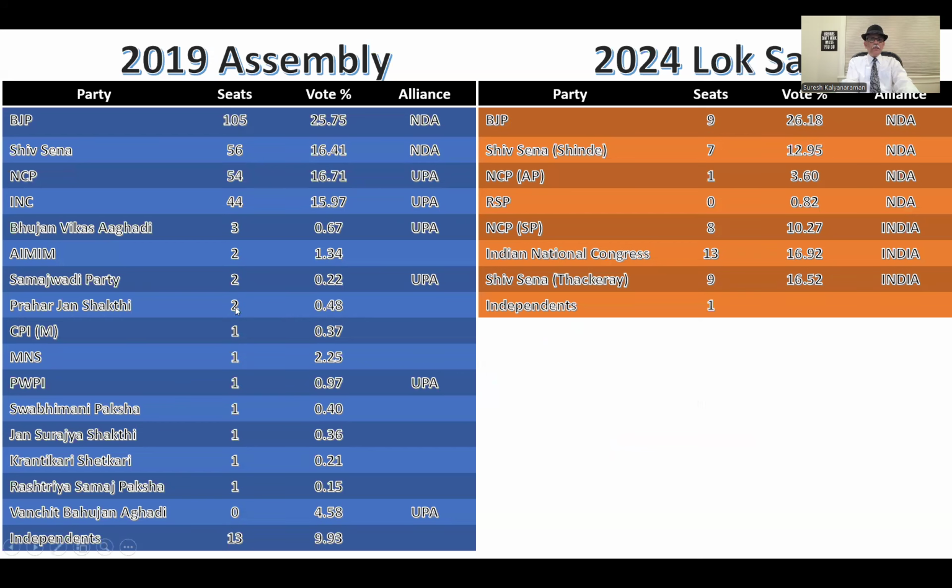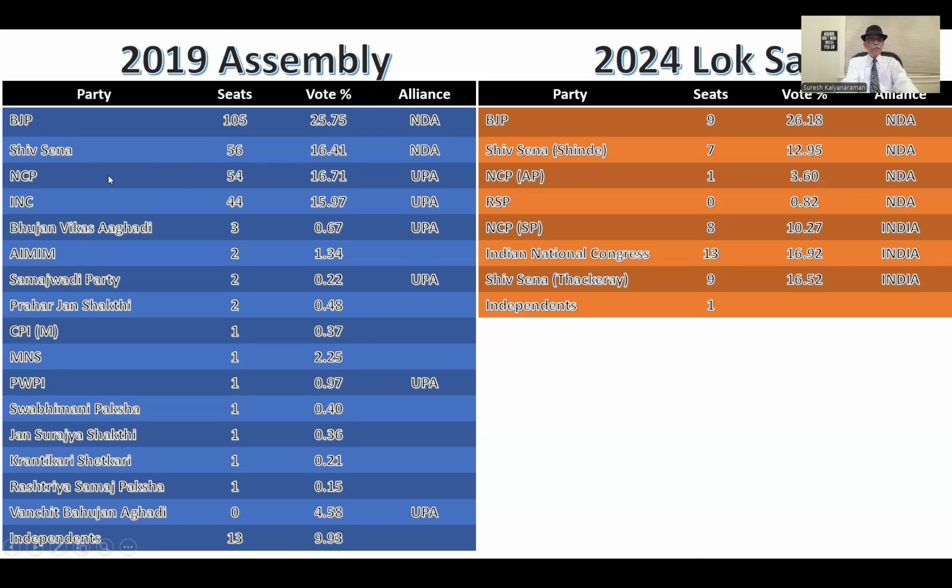And let's look at the 2019 Assembly election results. In that election, the BJP won 105 seats with a vote share of 25.75%. Shiv Sena got 56 seats with a vote share of 16.41%. Remember that Shiv Sena then was the combined Shiv Sena, and they got 56 seats in alliance with Bharatiya Janata Party.